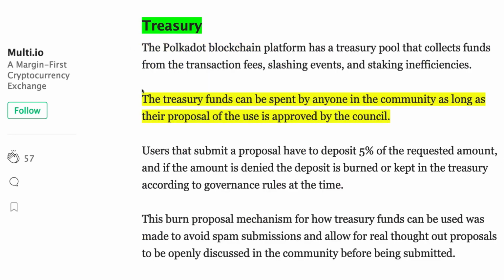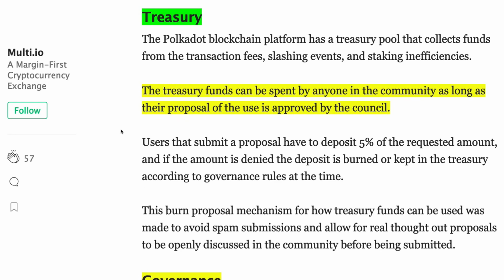So again, as I mentioned, the treasury funds can be spent by anyone in the community as long as their proposal of the use is approved by the council. So you can literally have any idea, anything that you want to do which you think would be beneficial for Polkadot, even if it's just marketing material, and you can make a proposal here and you might even get paid to do that. So this is the beauty of decentralized systems like this. It's not like a centralized entity where you have to talk to one person and hope that they will agree. If a lot of people think it's a good idea, then you can basically get money working for Polkadot. Sounds really awesome to me.